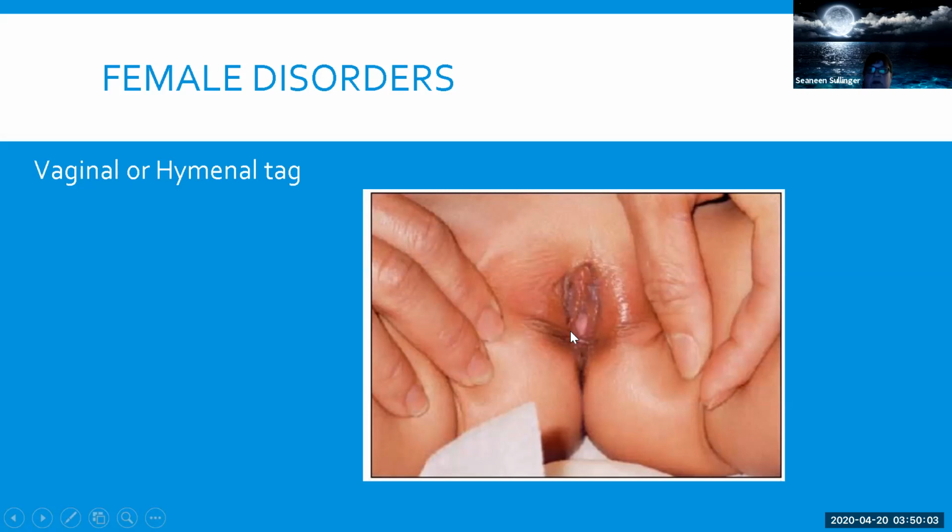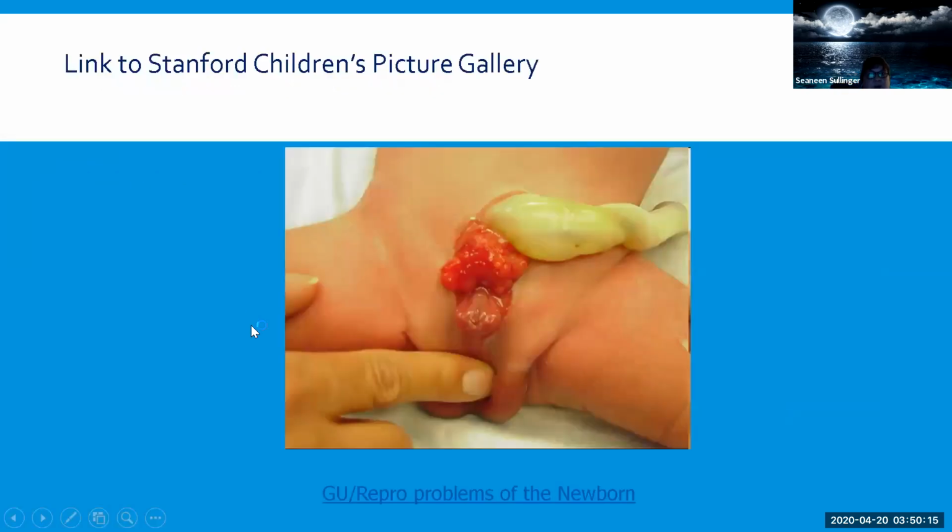They're much more common than one would think, and do not really need to have any intervention done, but you can reassure the parents that it's all right. And then this is actually an exstrophy of the bladder. The bladder is actually outside of the body. That would be the umbilical cord there, and the scrotum and the penis.